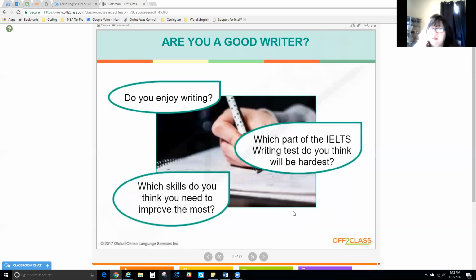What part of the IELTS writing test do you think will be the hardest? Okay, I think time management will be the hardest. Which skills do you think you need to improve the most? That would be, most likely, structuring your answers and managing your time. But if you have basic skills that you're weak in, then of course you need to improve those as well.